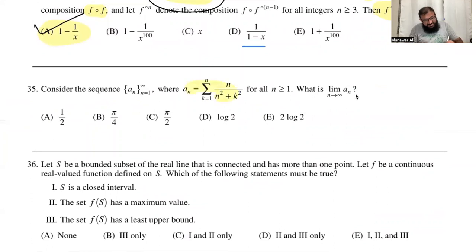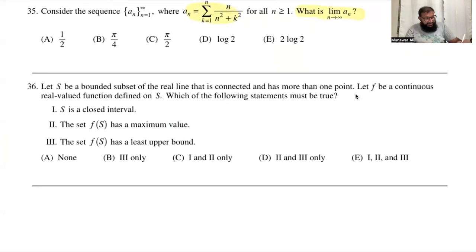I have a sequence which is defined by this. I have to find out what is going to be the limit. Sometimes a limit can be found by simply converting the limit into the form of integrals. That works when n goes to infinity. So I'm going to write this as the integral from 1 to n, limit n goes to infinity, n over n square plus k square.